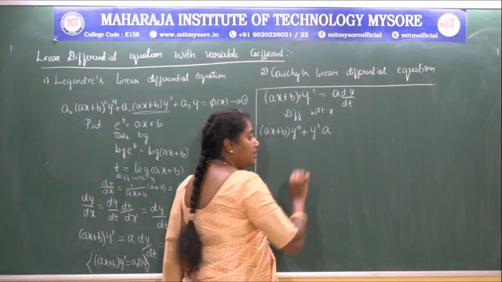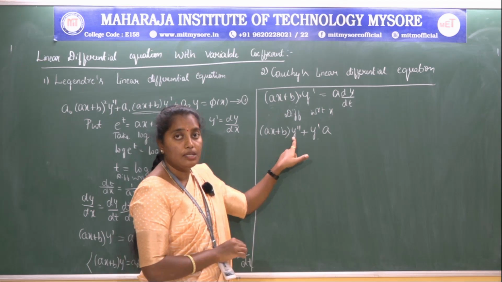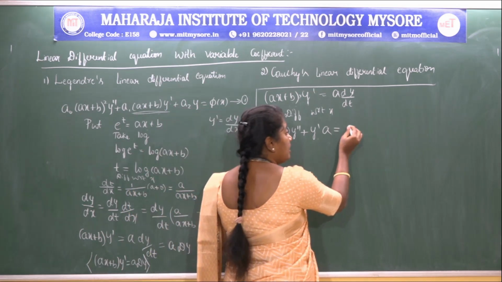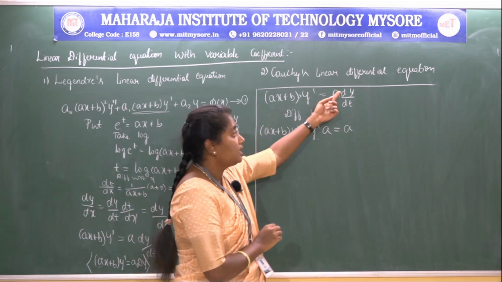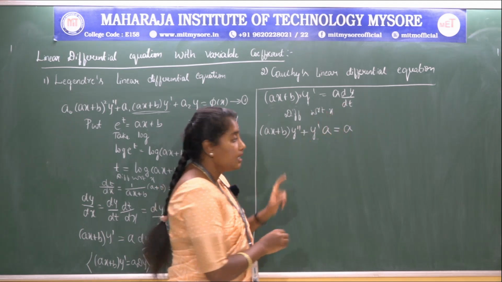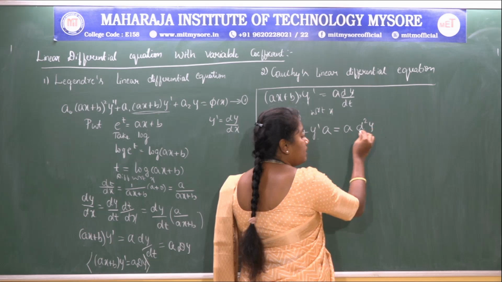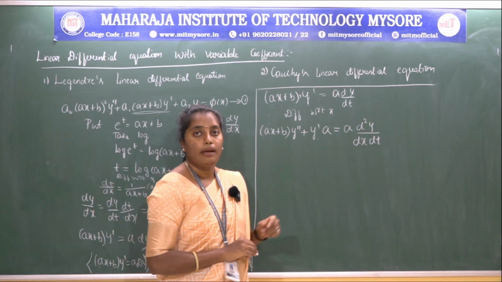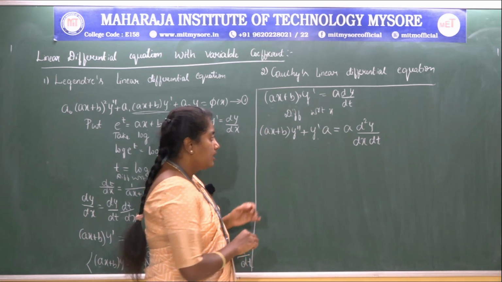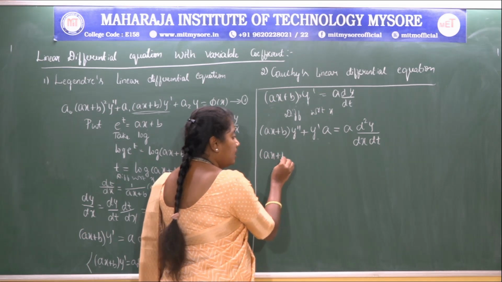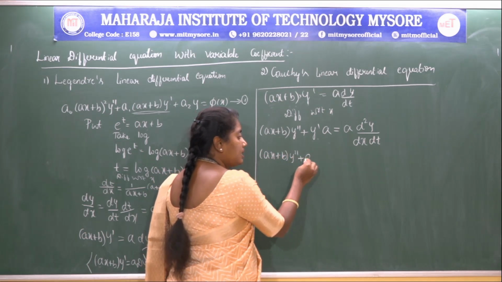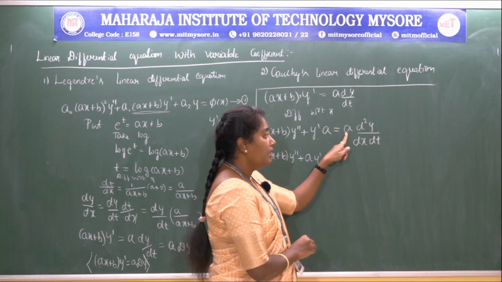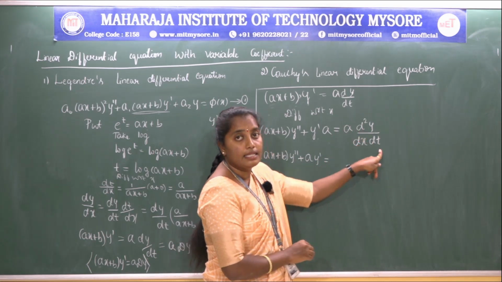So we are left with a, that is (ax plus b) into y double dash plus y dash into a, by applying the product rule. In the RHS, a is the constant term. Differentiating dy by dt with respect to x, we get a second order derivative of y with respect to x and with respect to t, d square y by dx dt. So the next step: (ax plus b) into y double dash plus a into y dash is equal to a into d square y by dx dt.